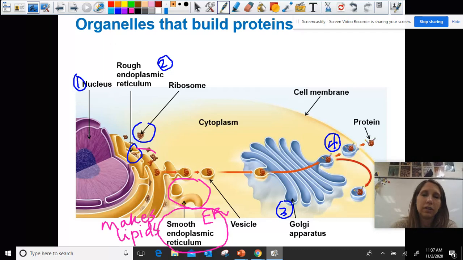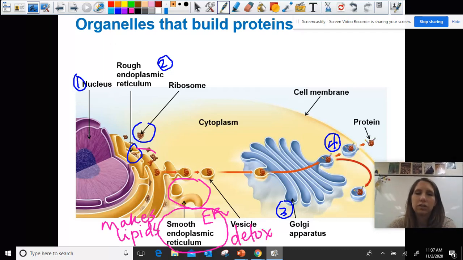Smooth ER also has another role in that it also helps with something called detoxification. So if you know anything about detoxification, that really involves the removal of things that could harm the body. So organs in our bodies, like the liver, have cells that are just full of smooth ER because their primary job as being part of the liver is to remove things that could be potentially harmful to the body. And so the smooth ER helps with that. All right, so the smooth ER's jobs, again, make lipids and do detoxification. It's not involved in protein synthesis or creation at all.